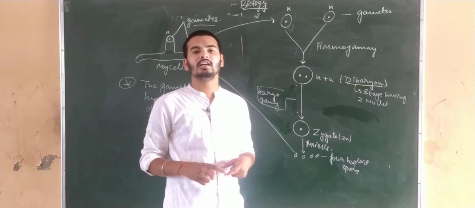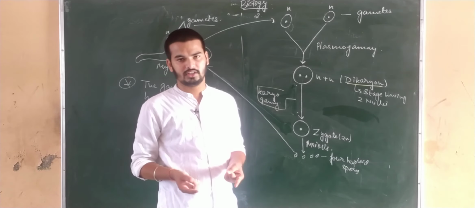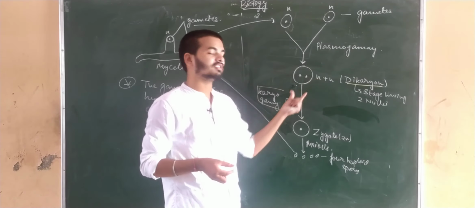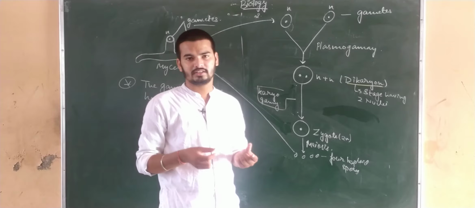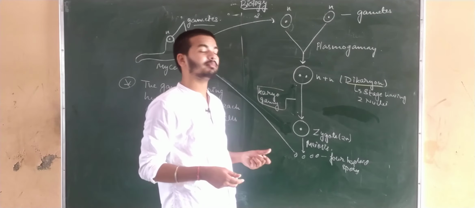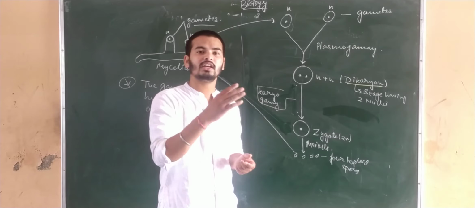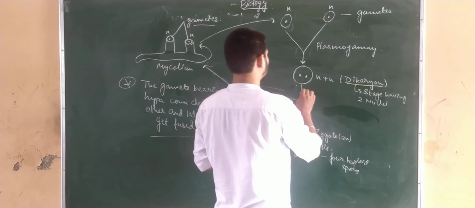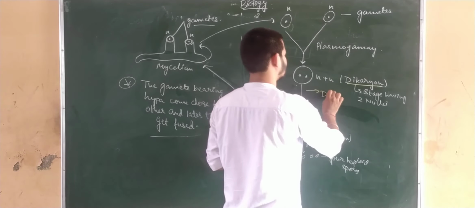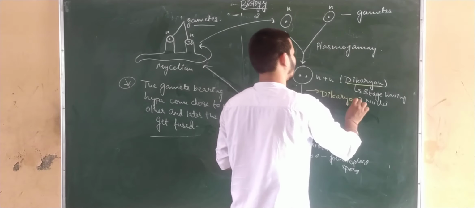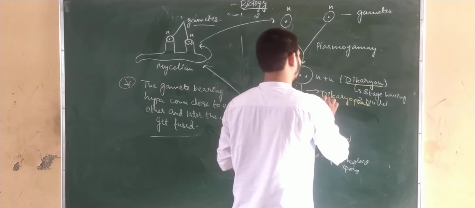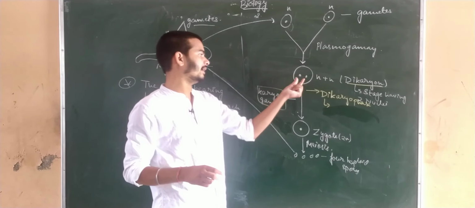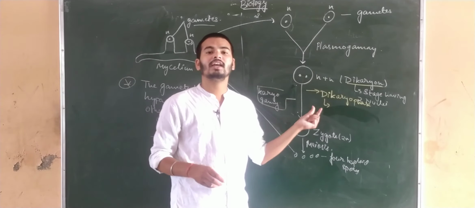Karyogamy does not happen just after the dikaryon forms. There is a time lag between the dikaryon and karyogamy. There is some time lag after which the karyogamy occurs. This time lag is known as dikaryophase. So you will write over here dikaryophase. What is dikaryophase? The time duration for which the cell remains in dikaryon stage.